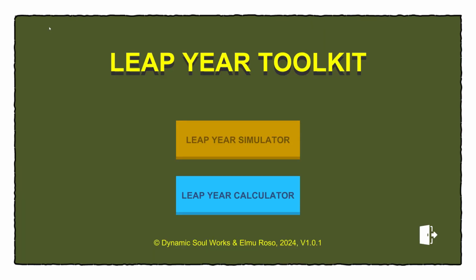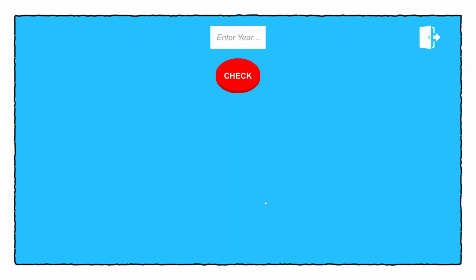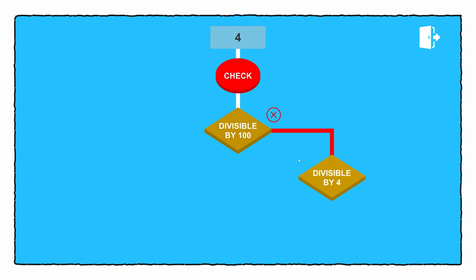The Leap Year Toolkit also provides a leap year calculator. With this calculator, we can check whether a year that we enter is a leap year or not. The calculator will show the result in an algorithmic way. Let's check year 4. Then click the first filter, then click the next one. We see that year 4 is exactly divisible by 4 with a result of 1, so year 4 is a leap year.